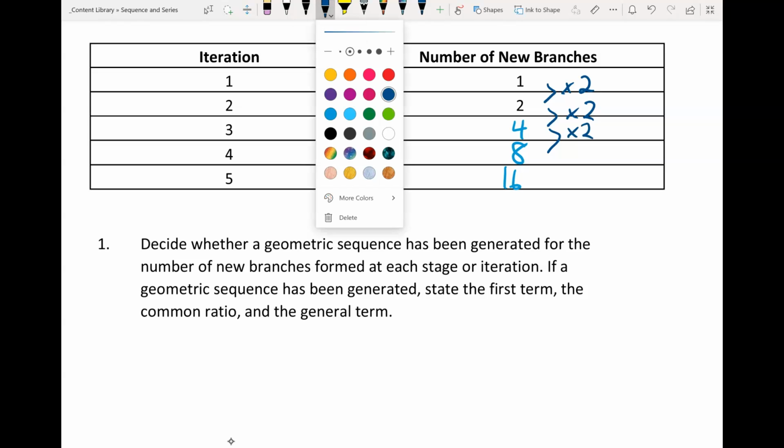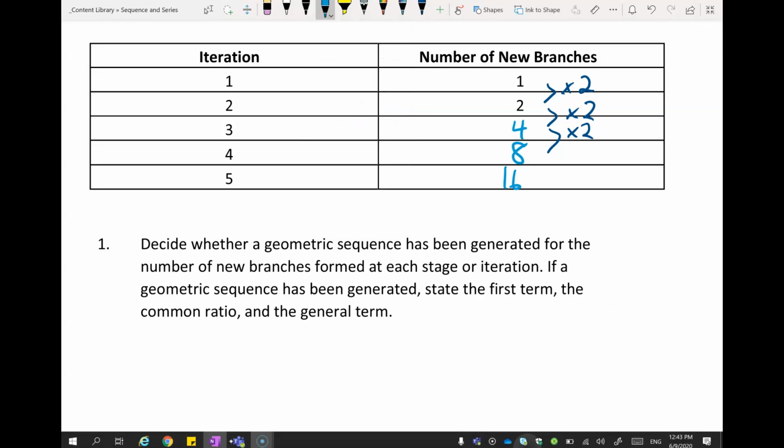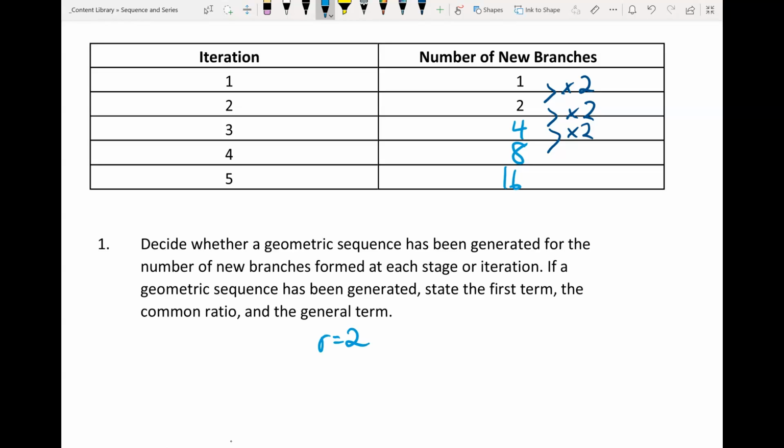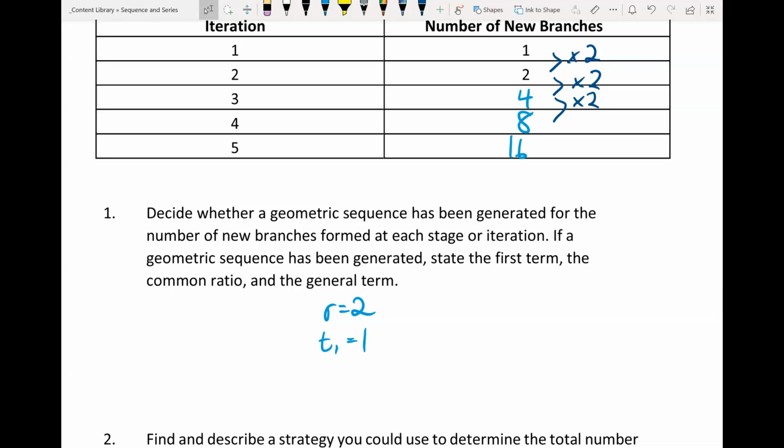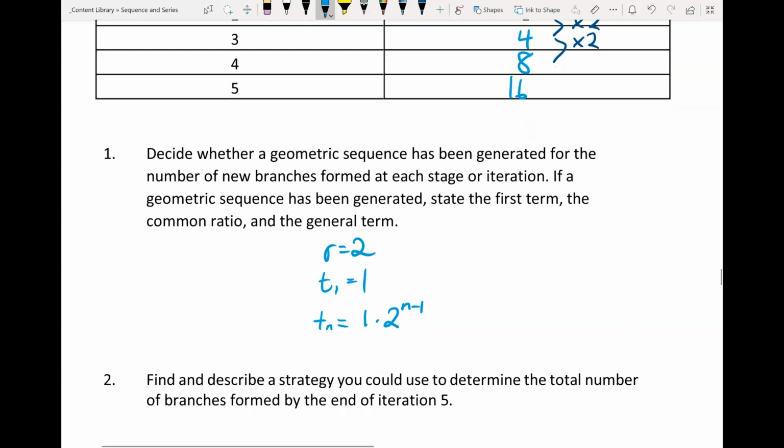So it looks like we do have a geometric sequence. And this would be r is equal to 2. Our first term, t1, is 1, because for the first iteration the number of branches we had is 1. And if I want to find the general term, we're going to use the same formula from our last lesson, which is t1 multiplied by r to the power of n minus 1. So that would be your general term. So this is a geometric sequence. I'm going to answer this as a yes.